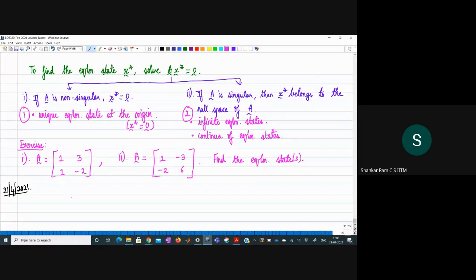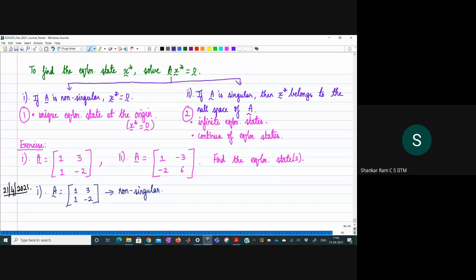Now let's build on this, and let's do a couple of examples which we posed at the end of the previous class to understand these concepts. Let's first look at the matrix A, which is A equal to [1, 1; 3, -2]. We can immediately observe that this is non-singular. We can see that its determinant is not 0, so this is a non-singular matrix.